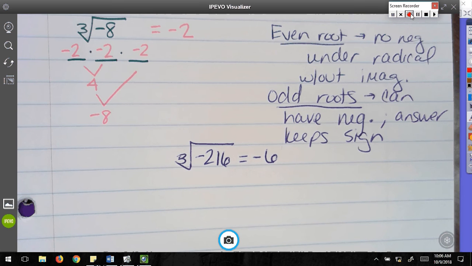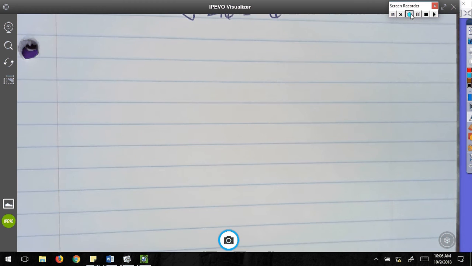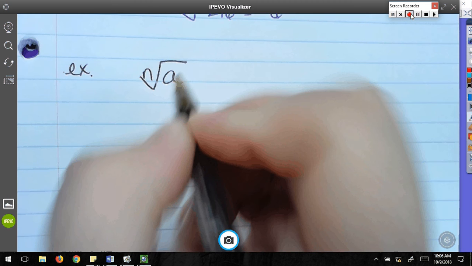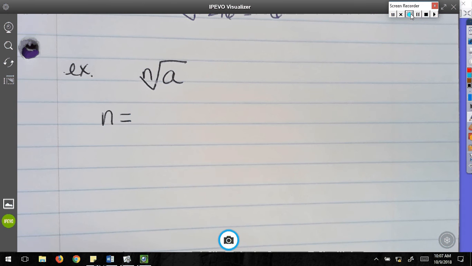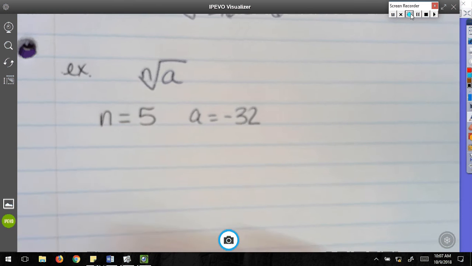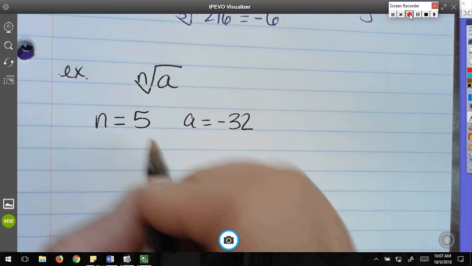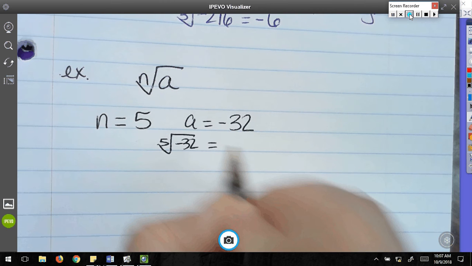Alright, so let me give you one more to try here. You evaluate. Remember, if I'm talking about the nth root of a, I want you to find it if n equals, let's say, 5 and a is negative 32. Find that value for me real quick. I hope that you have figured out that the fifth root of negative 32 would give you negative 2.